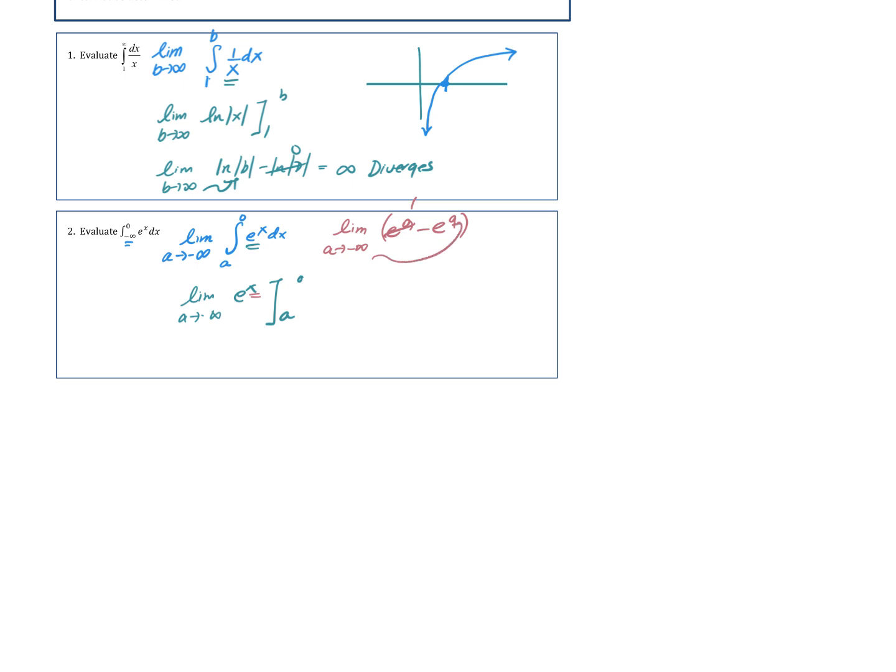So we've got 1 minus e to the a, but a is negative infinity. This becomes 1 minus 1 over e to the infinity. This goes to 0, we get 1. So this converges.